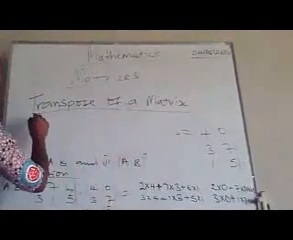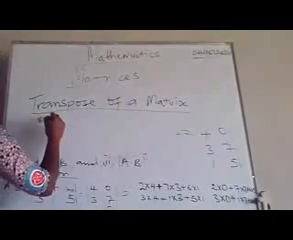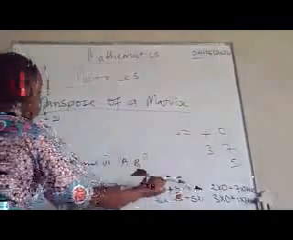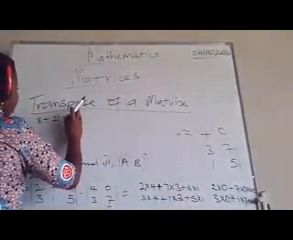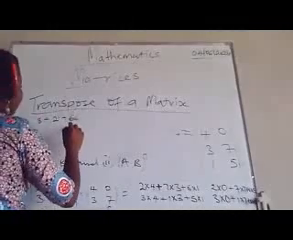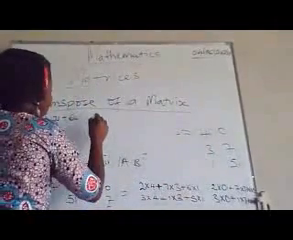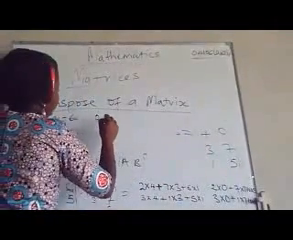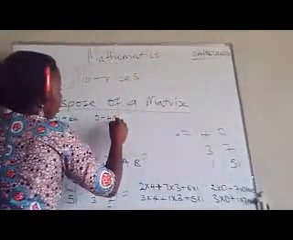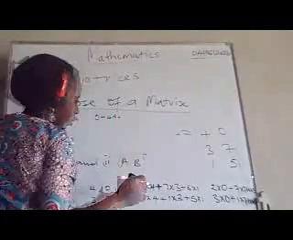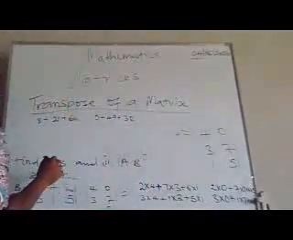Two times 4 is what? 8 plus 7 times 3, 21 plus 6 times 1 and 6. And the second part we have 2 times 0, which is 0 plus 7 times 7, 49 plus 6 times 5, that is 30 as our first row.